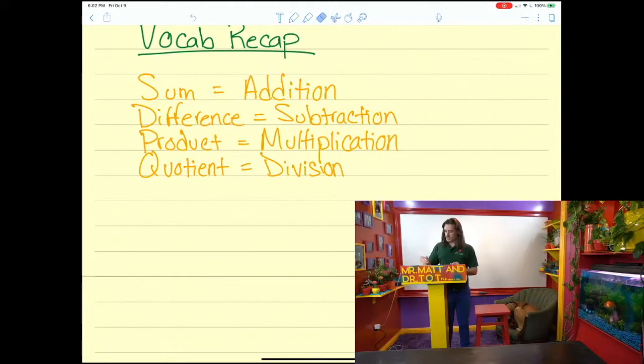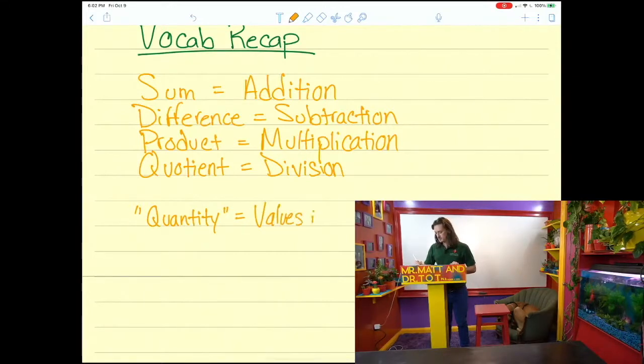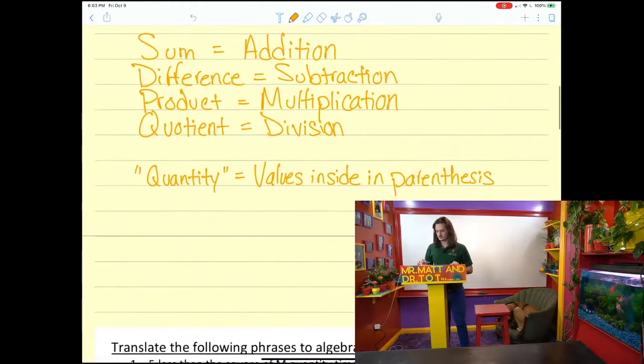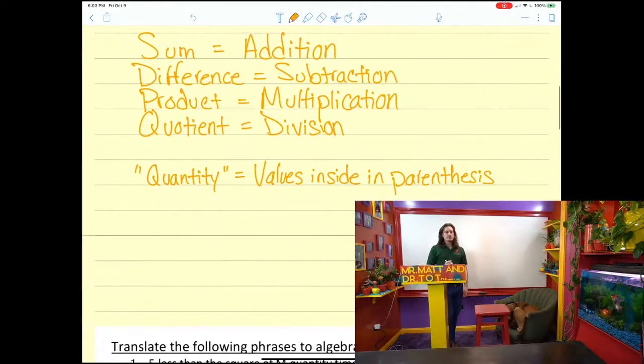And the quotient implies division. Also, the word quantity is oftentimes used to describe a total complex value inside parentheses. So it's all the values that are inside a set of parentheses. Okay, if you have any questions, just let me know. That's just a general recap. Some vocab words, but otherwise, let's go ahead and get into some questions here.